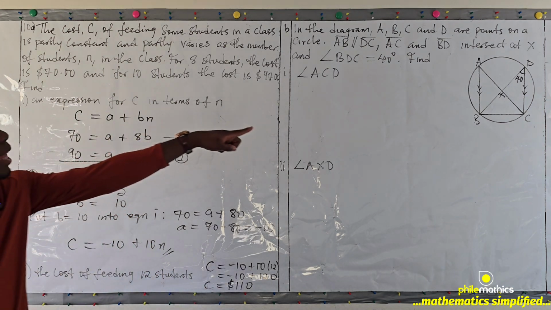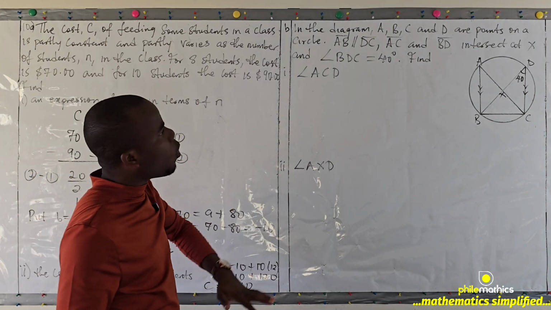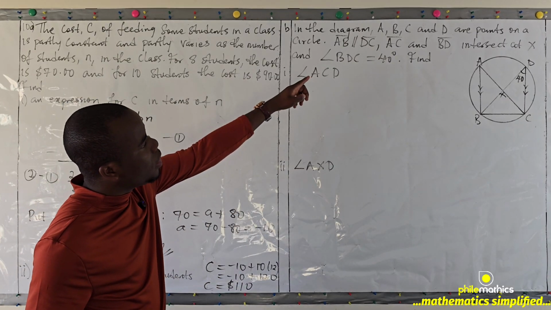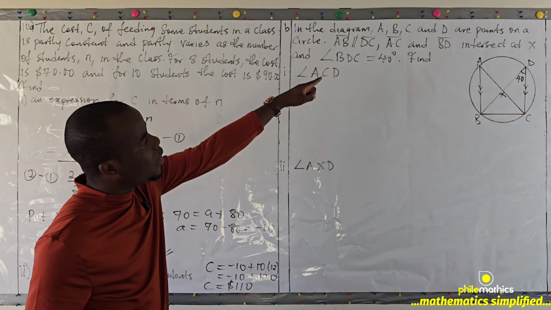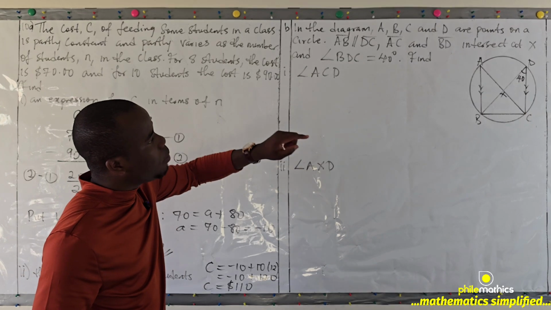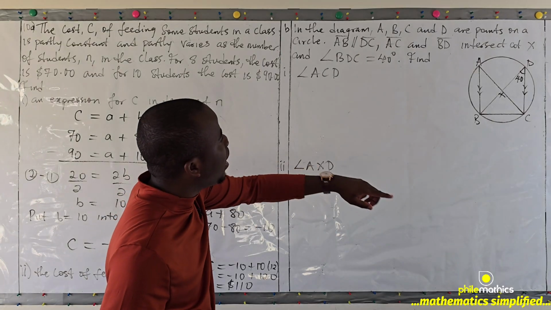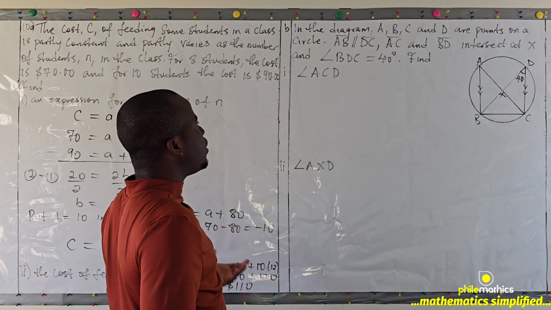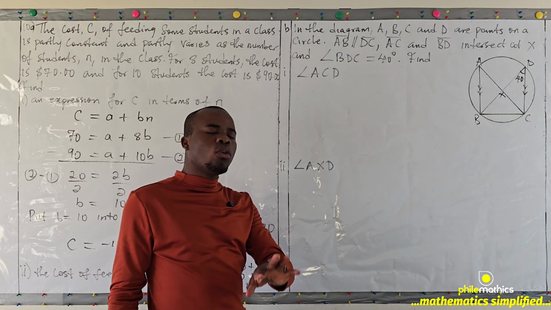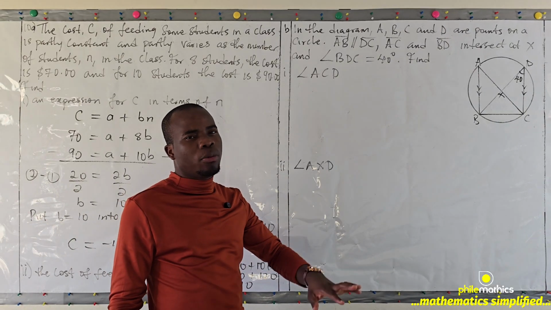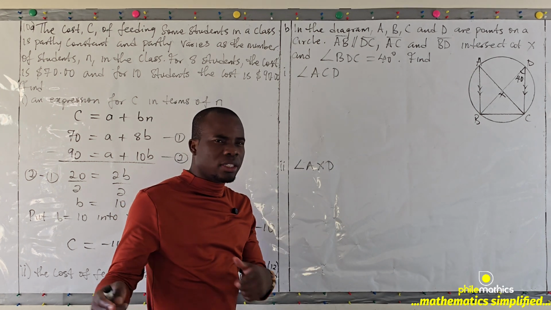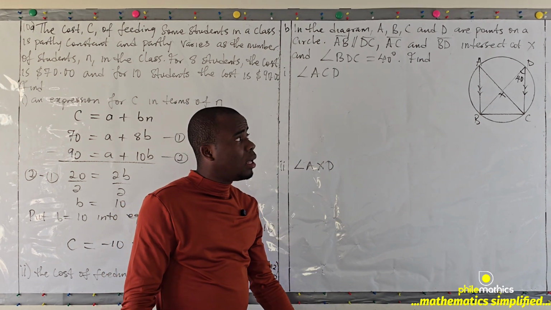Question 11 says, in this diagram, A, B, C, D are points on a circle. Line AB is parallel to line DC. Line AC and line BD intersect at S, and angle BDC is 40 degrees. Find angle ACD and angle ASD. I've done justice on circle theory, where I discuss all the theorems with some solved examples. You can check the videos on my playlist.